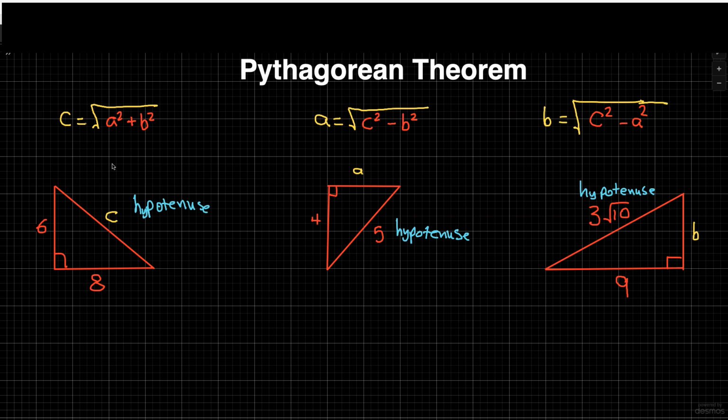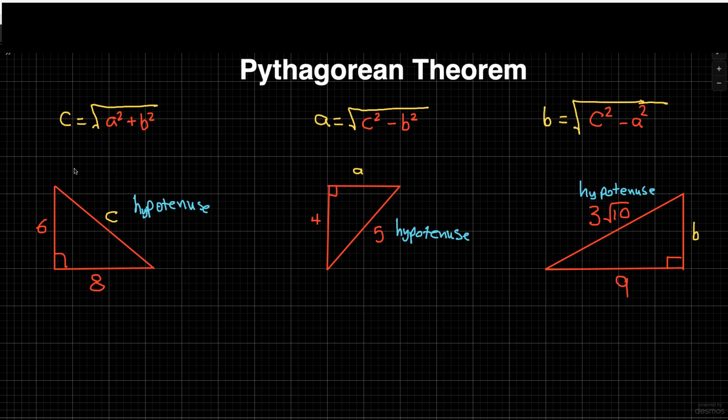So if you're using the Pythagorean theorem to find the hypotenuse, then you just go square root of a squared plus b squared. And it doesn't matter which one you make a and b here. A and b, it doesn't matter which is which, but the hypotenuse, you must know which one is the hypotenuse. Okay, so now C is the hypotenuse, and if you're finding the hypotenuse, you always add the two sides.